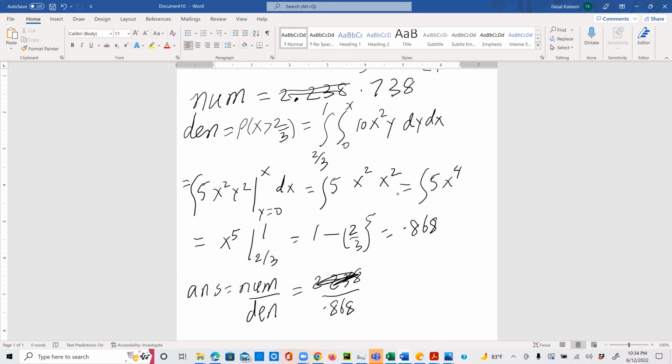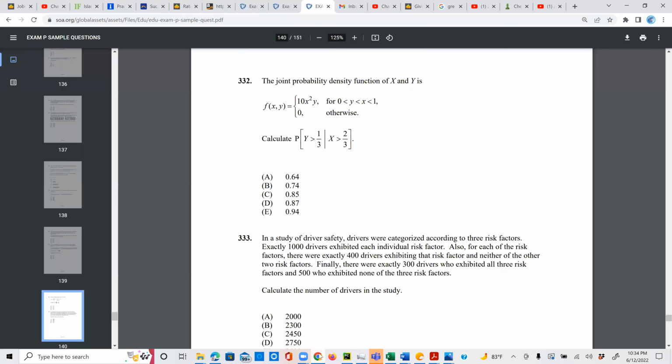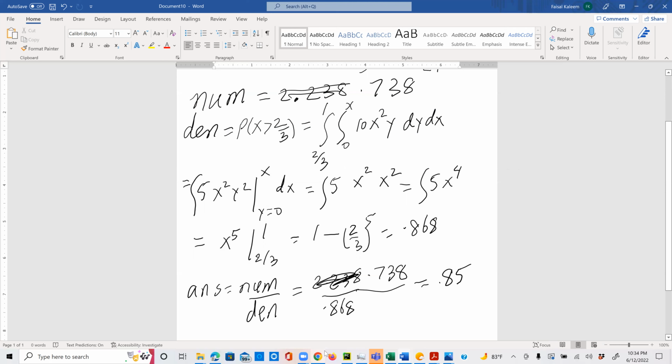So the denominator is right. So 0.738 divided by 0.868 is 0.85. 0.85, choice C. I hope that makes it clear.